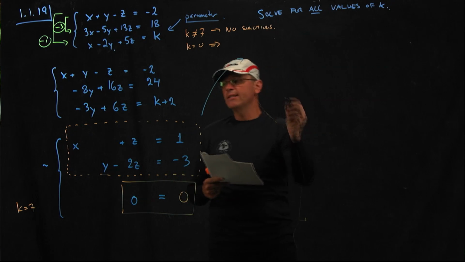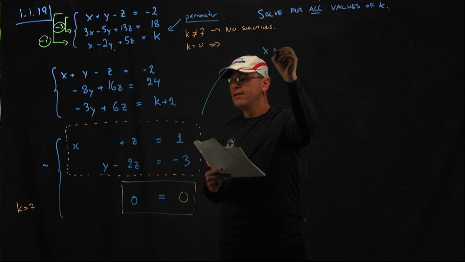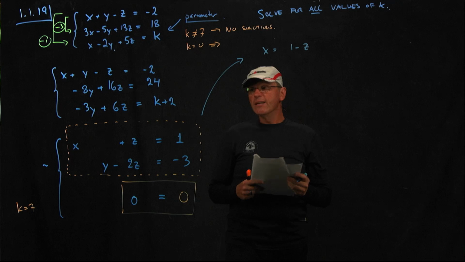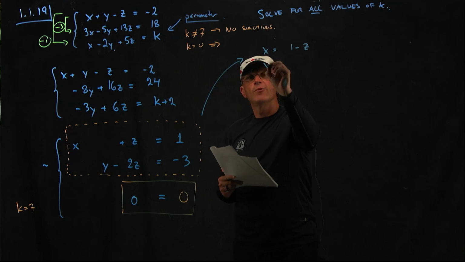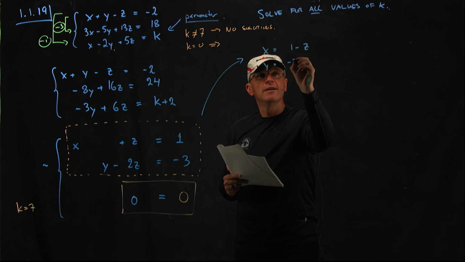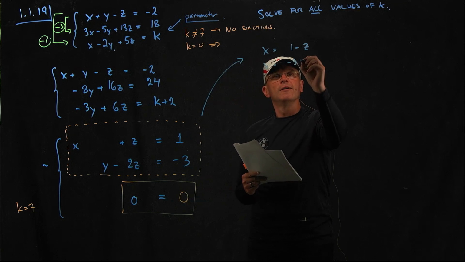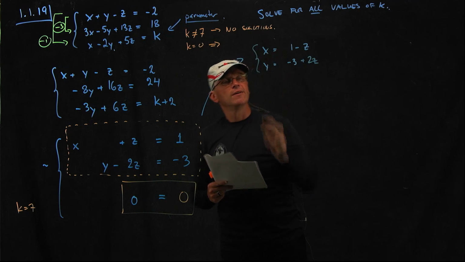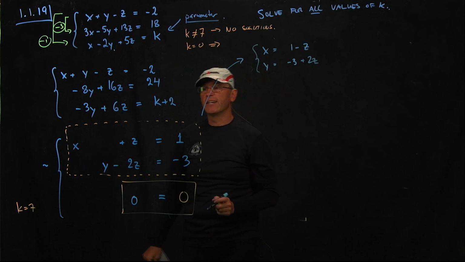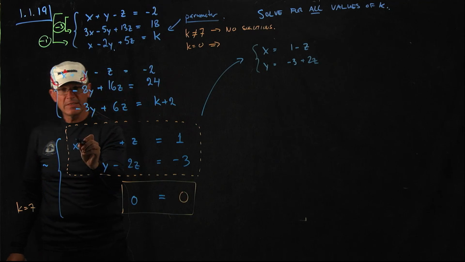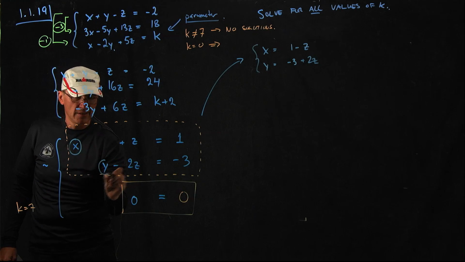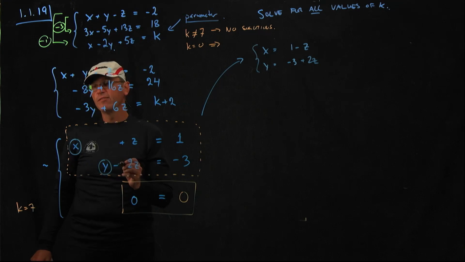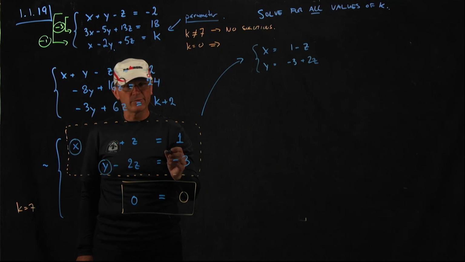So we can write this as x equals 1 minus z, and y equals negative 3 plus 2z. So we're just moving z to the right-hand side. So here we're calling x and y our leading variables. Right? It's a little bit of language here.